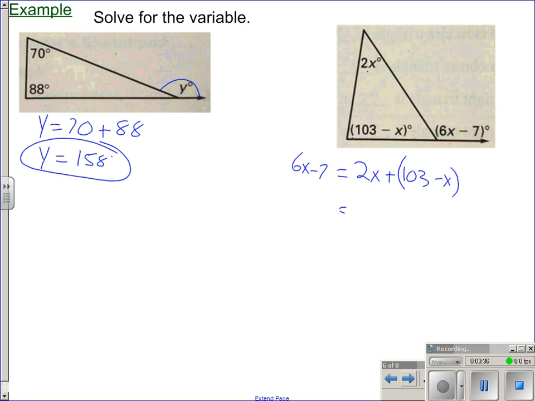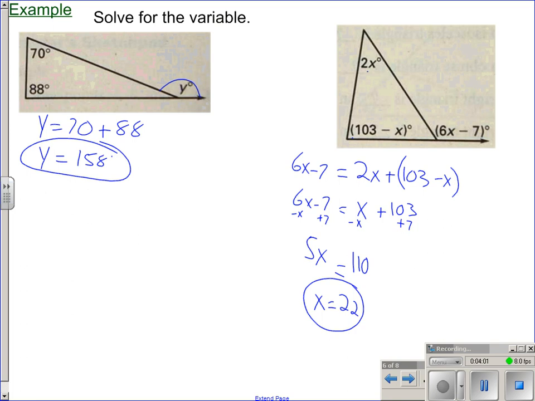On the right side of the equal sign, we have two x terms. Let's combine those. And we have a 6x minus 7. I'm going to move all the x's onto one side of the equal sign and the numbers onto the opposite side. So 5x equals 110. x will be 22. And that's all it wanted, was to solve for the variable. And that one's done.